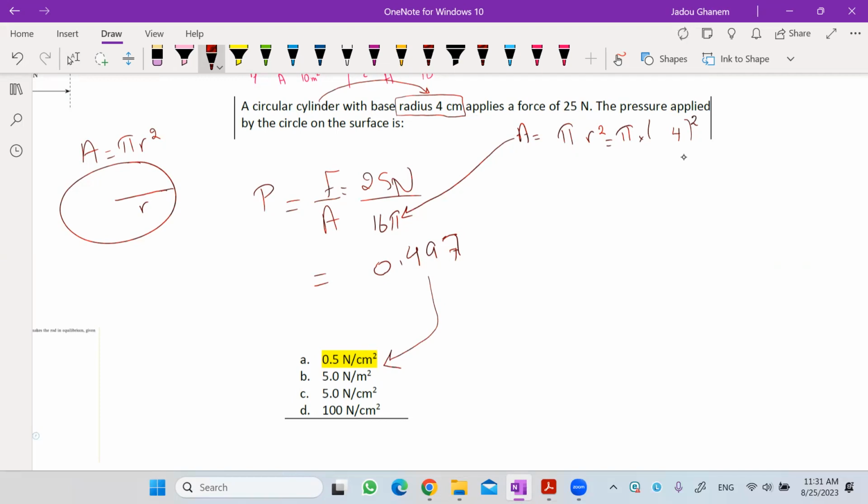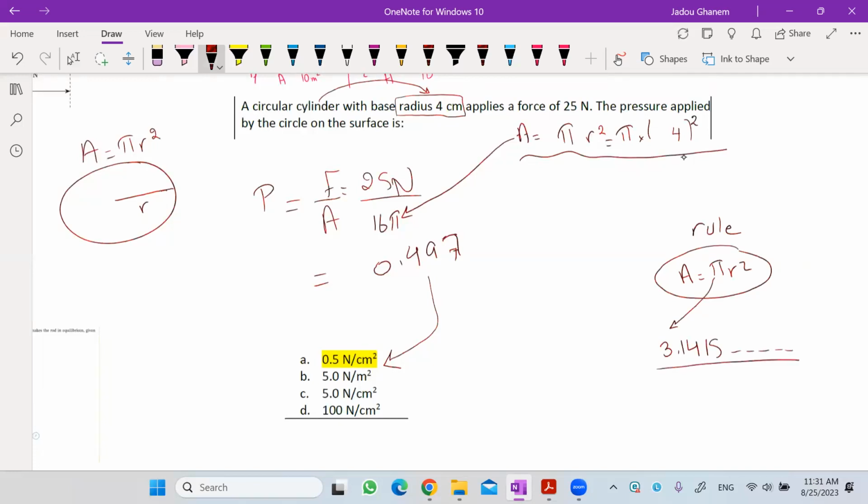But can you explain the pi one? I do not understand. You mean this one? As a formula, if you have a circle, the area of the circle will be pi r square. This is rule number 1. Okay, the number pi is just 3.14, 15, etc. It's just a big number. We use pi to make it easier.